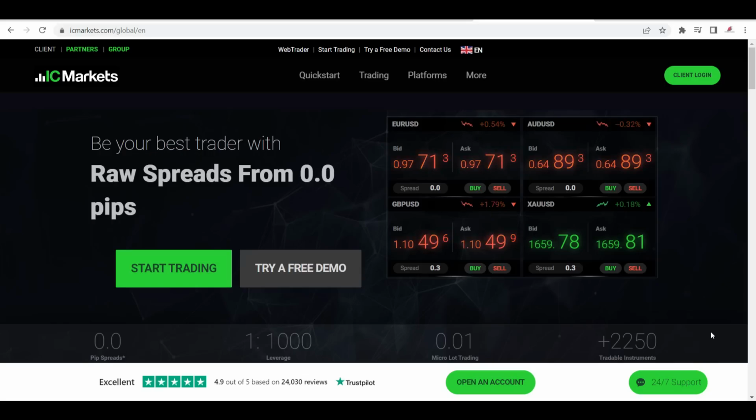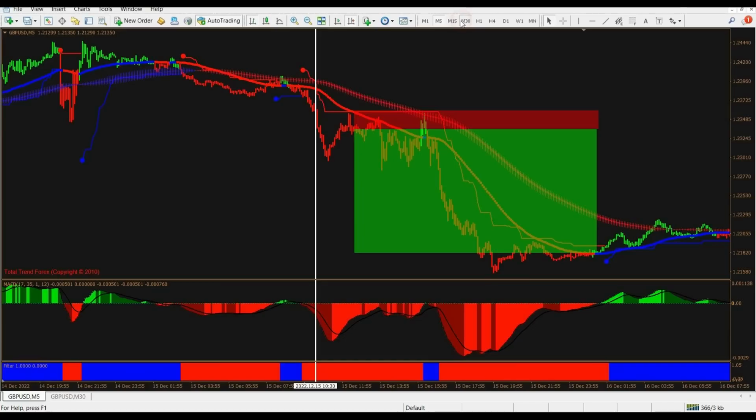But remember one thing: you will enter the market after seeing the signals on the 5-minute time frame, but you will exit only after seeing them on the 30-minute time frame. I hope you will follow all the rules properly if you use the system.